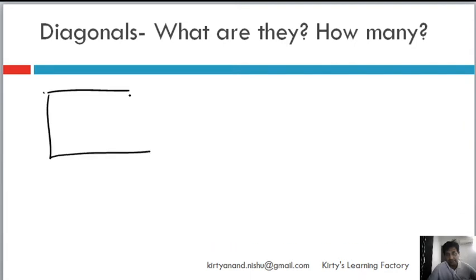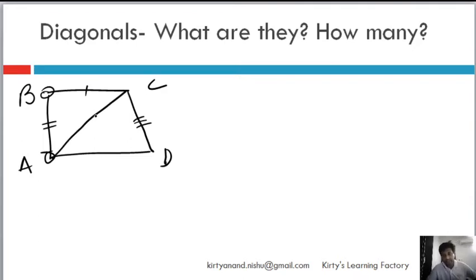So for example, I have a quadrilateral. The line segment that connects two consecutive points, let's say A and B, is a side. Similarly, the line segment which connects B and C is a side. The line segment that connects C and D is also a side. And the line segment which connects A and D is also a side. But whenever we join two non-consecutive points on a polygon, so we will join A and C, because A and C are not consecutive, AC will be a diagonal. Similarly, BD will be a diagonal.